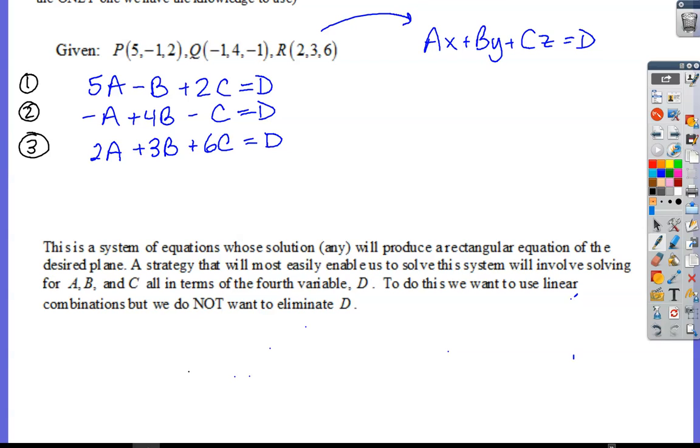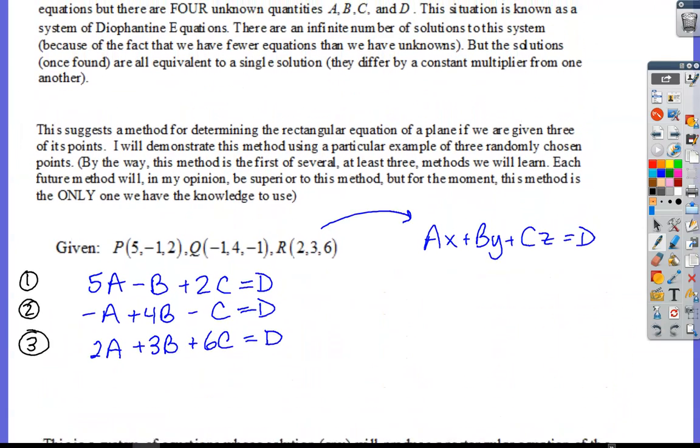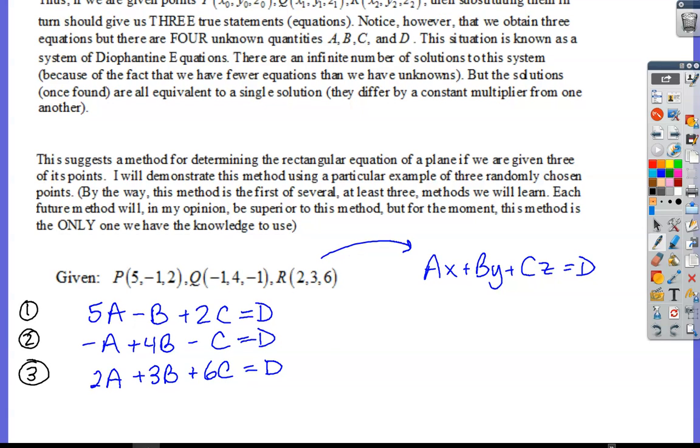The problem with solving this, guys, is that the way we've solved things in the past, we have to have as many unknowns as we do equations. And here we have 1, 2, 3, 4 unknowns, A, B, C, D, but only three equations. This situation where we have four unknowns but only three statements is called a system of Diophantine equations. Technically, there are an infinite number of solutions, which we know is true because we have a bunch of different points on planes. So we have to figure out a way to come up with the equation of the relationship between them.